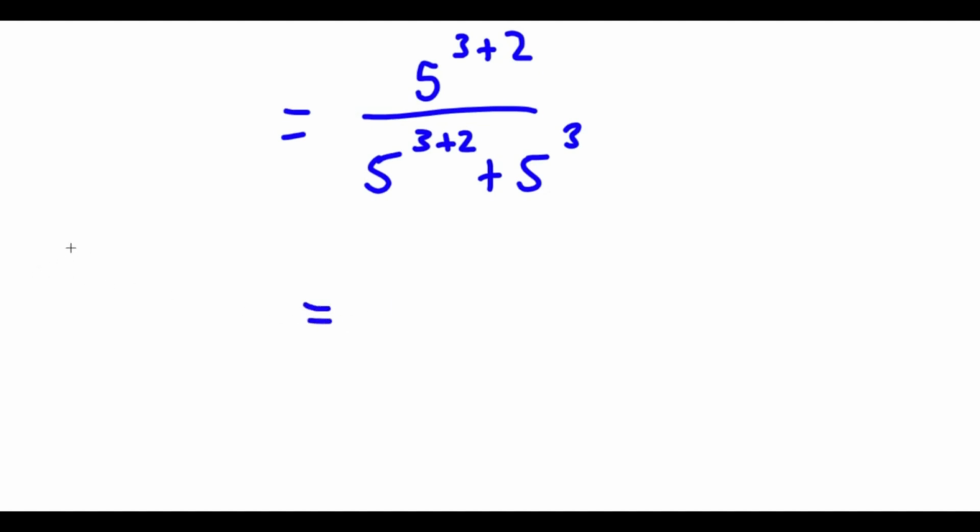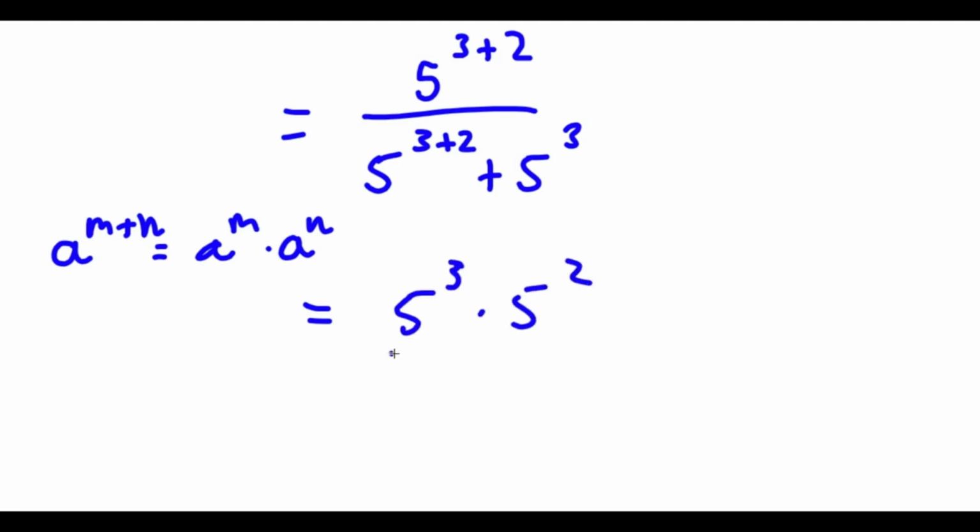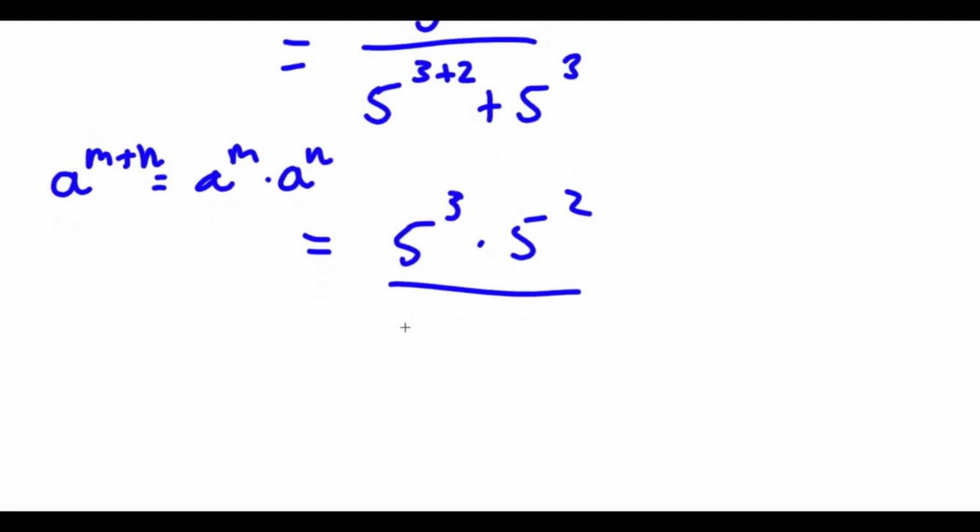Now, if I have something in the form a to the power of m plus n, this is equal to a to the power of m times a to the power of n. So 5 to the power of 3 plus 2 is going to equal 5 to the power of 3 times 5 to the power of 2. Now I have this over 5 to the power of 3 times 5 to the power of 2 again, and plus 5 to the power of 3.